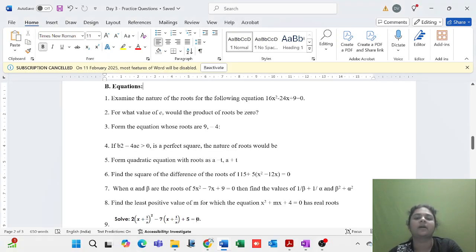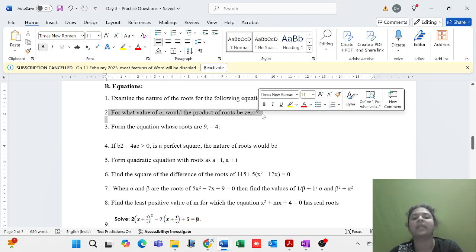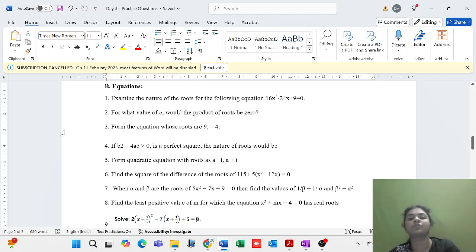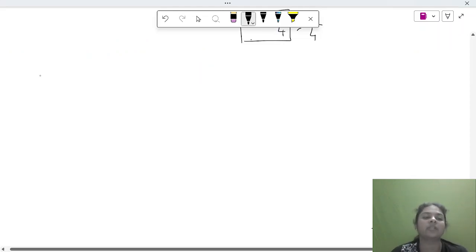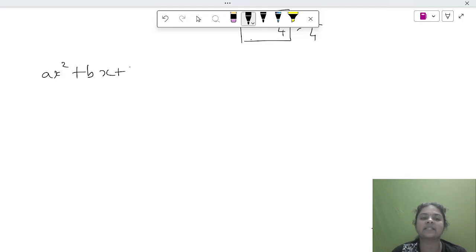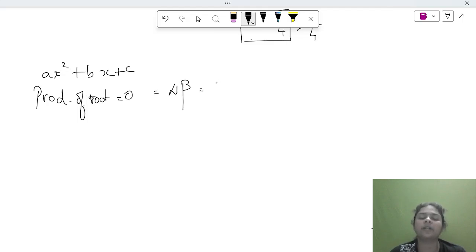Second question. Determine for what value of c in an equation will the product of the roots be 0? So they are asking about the general equation ax square plus bx plus c. If the equation is not given, this is the general equation. They are saying the product of the roots should be equal to 0. What is the formula for the product of the roots? Alpha into beta. What is the product of the roots formula?